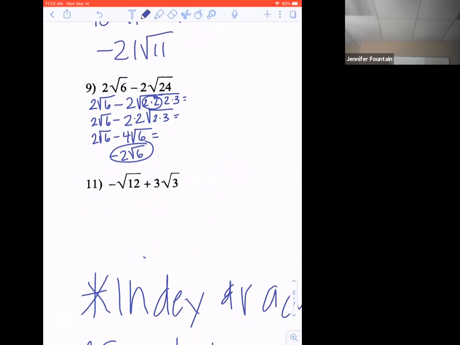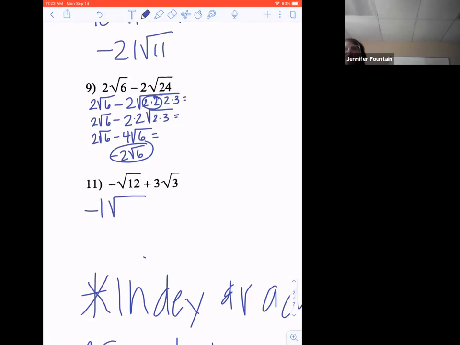So let's look at number 11. Which of these could be simplified more? Well, the negative square root of 12. So I'm going to leave that negative there. What does that imply is in front of that radical? Negative 1. So if it helps you, go ahead and write that as negative 1 times the square root.